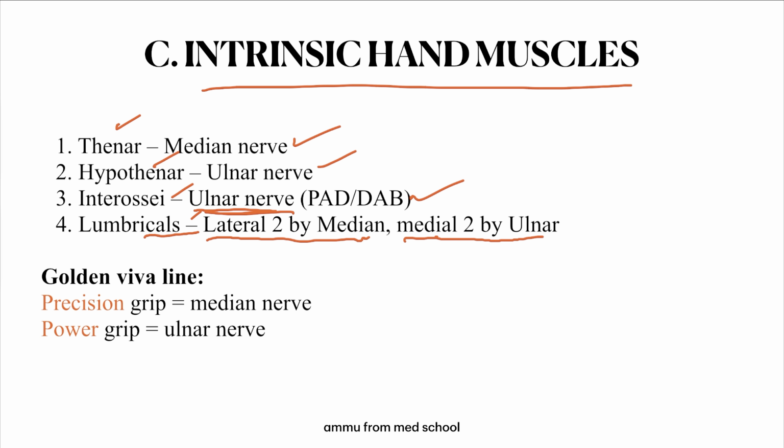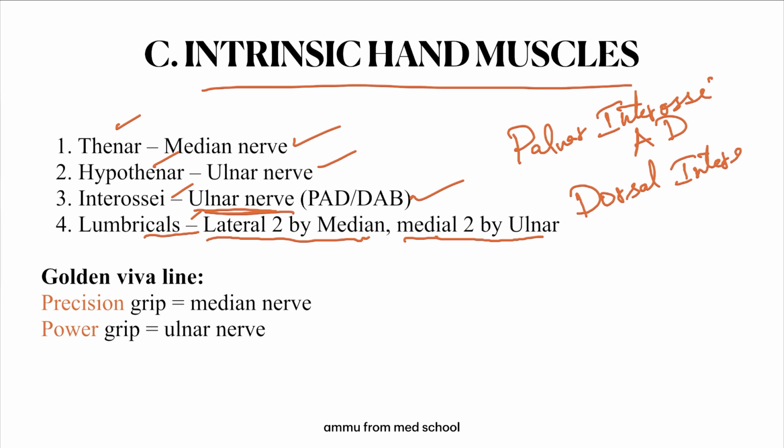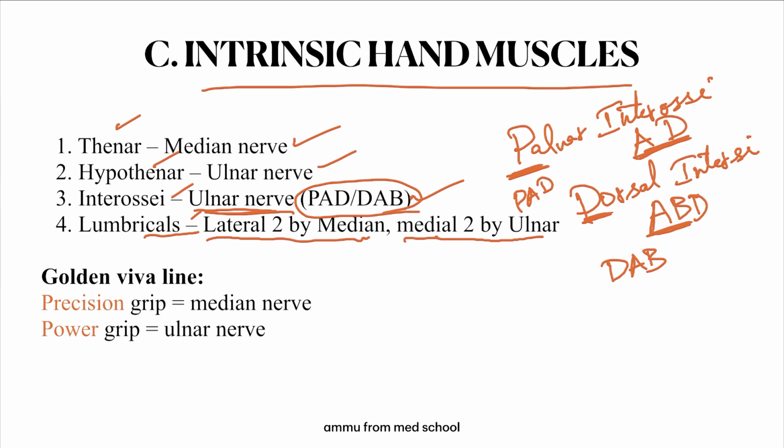So you have to remember that palmar interosseous is adduction, and dorsal interosseous is abduction. So that's why you have this: palmar interosseous adduction, PAD; dorsal interosseous abduction, DAB. So these are the meanings for these mnemonics, which you have to remember. Even in your classes, your anatomy teachers are gonna say this. And golden viva line is: precision grip is by the median nerve, power grip is by the ulnar nerve.